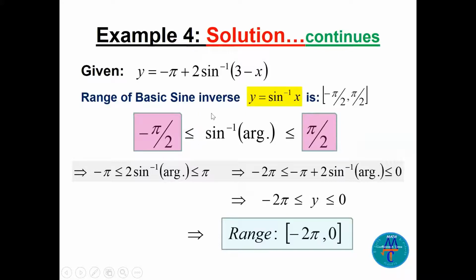So let's multiply by 2 because there is a 2 there. So we multiply by 2. So we get minus pi less than or equal to 2 sine inverse of the argument, less than or equal to pi. And then let's add here minus pi, minus pi, minus pi. See all this now, minus pi plus 2 sine inverse argument. This is the y value. This is what we need here, the y. Between minus 2 pi to 0. So closed minus 2 pi to 0 will be the range of this function.